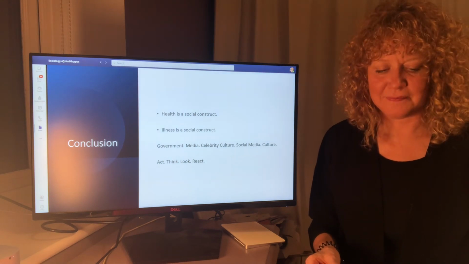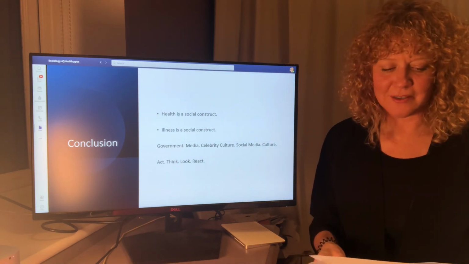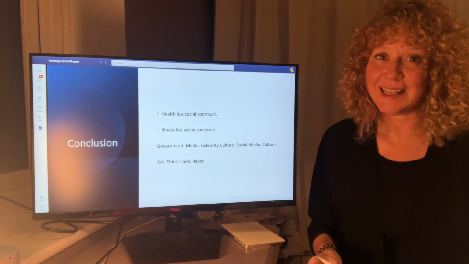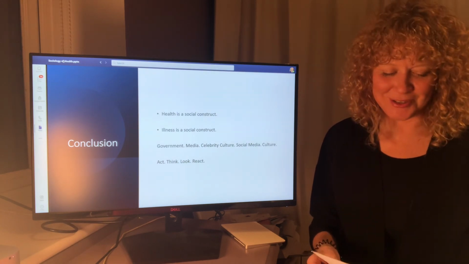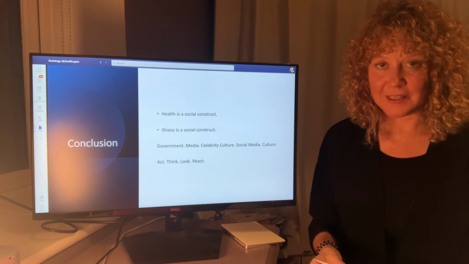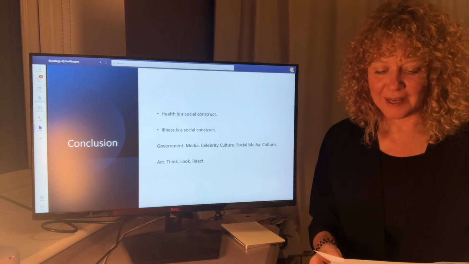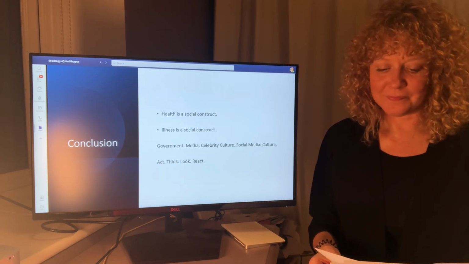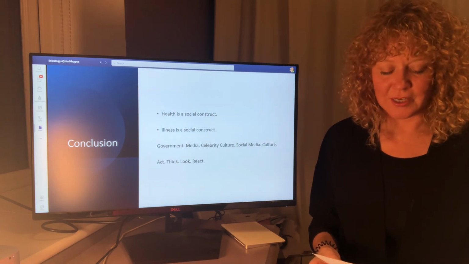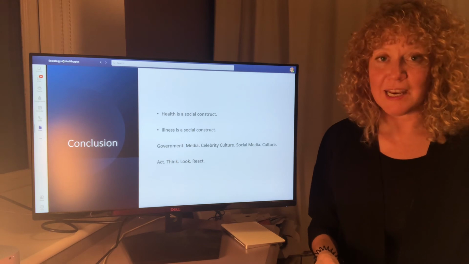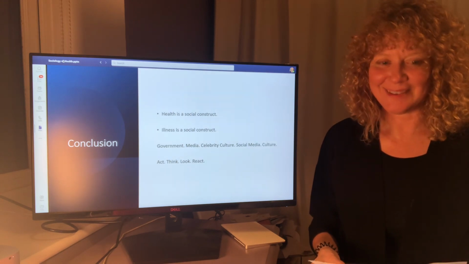Health and illness. Are they a social construct? I'd like to summarise my presentation. Health, to me, is a social construct, a relative concept varying with age, circumstances, culture and lifestyle. What counts as health to you might not count to your neighbour. It is a social construct, a product of social and cultural interpretations, many we have looked at throughout my presentation.